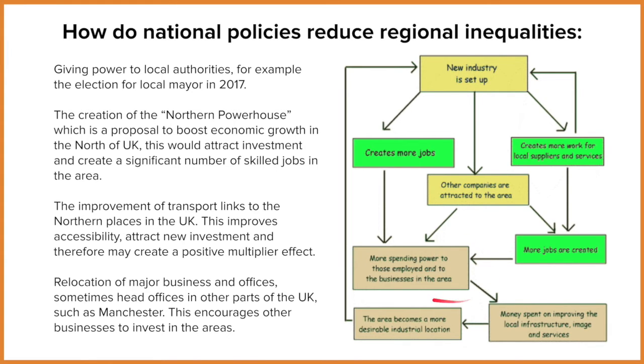So you can see that this entire cycle is derived from one investment, which was the government encouraging Nissan to come to Sunderland and saying that they would get some tax relief and some additional support, but then that's allowed other businesses to set up and encourage this positive multiplier effect to continue.